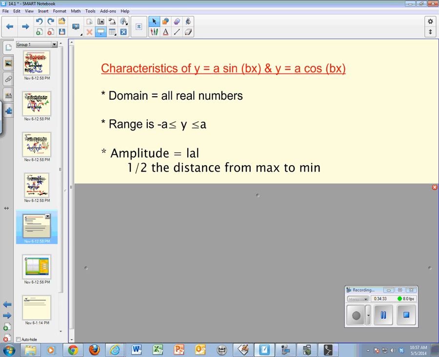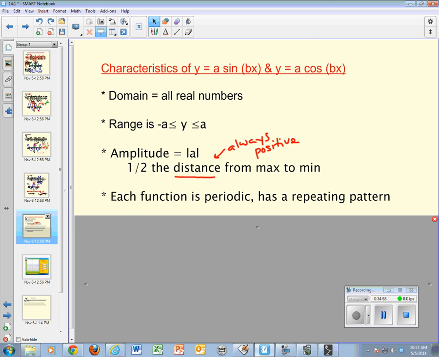Amplitude is the absolute value of a. So in some equations, you might have a negative 2 sine of x. The amplitude is still 2. It's always positive because you're talking about a distance. The amplitude is the positive value of a.